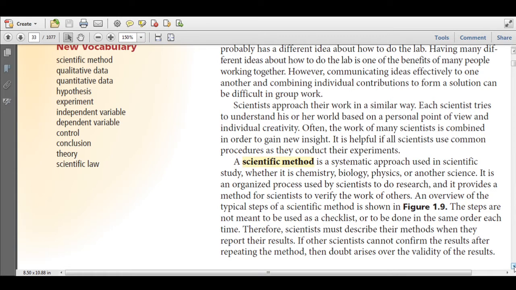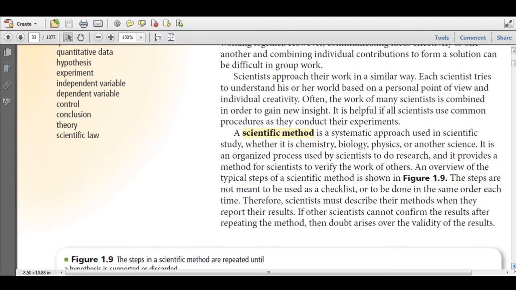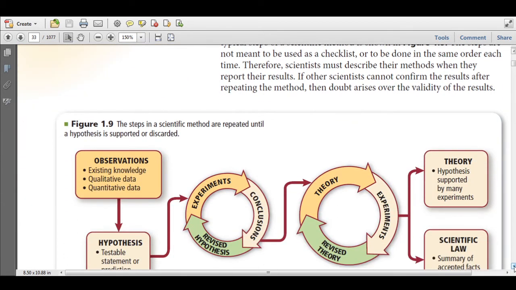The scientific method is more or less an organized process used by scientists to do research, and it provides a method for scientists to verify the work of others. An overview of typical steps of a scientific method we'll talk about in a little bit. You have to keep in mind that this is not a checklist of things to do. The scientific method does not need to be done in the same order each time. Therefore, scientists must describe their methods when they report their results. If other scientists cannot confirm their results, doubt arises, as well as doubt in the validity of their results.